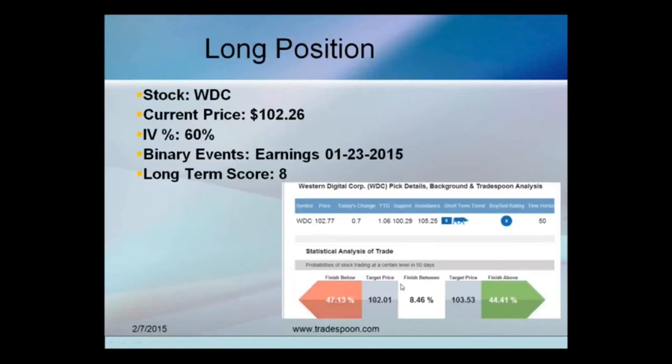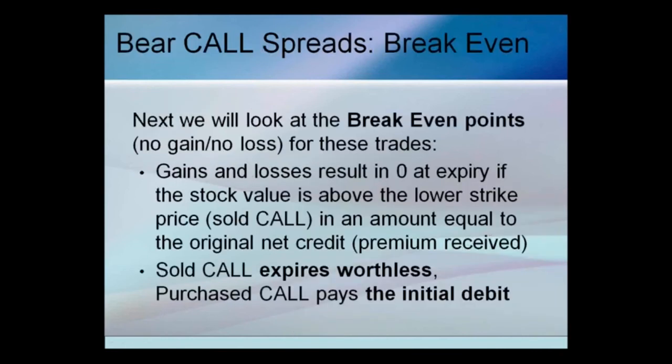Here's another example of a WDC position where the current price is 102.26. The earnings were on January 23rd. Here's our long-term rating of WDC. And again, in the example that we did, looking at the probability curve here, this is how to make the maximum profit for that.